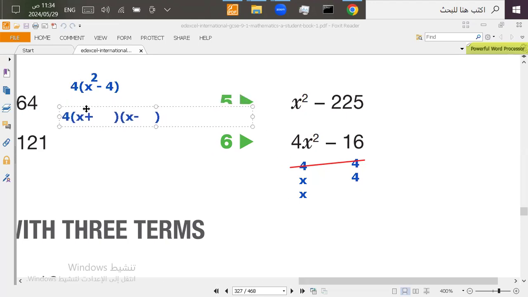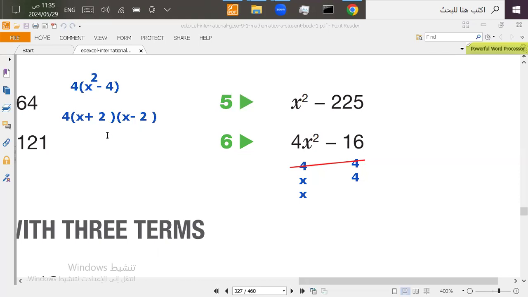So here, I need two numbers. When you multiply them, you get 4. So they are 2 and 2. Very good. So it's going to be x plus 2, x minus 2, and at the end it is going to be multiplied by 4. And that's the idea of answering a question like this.